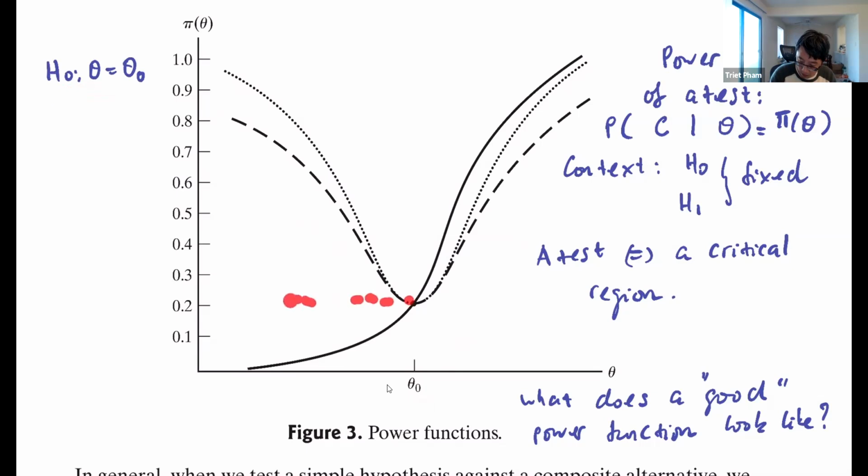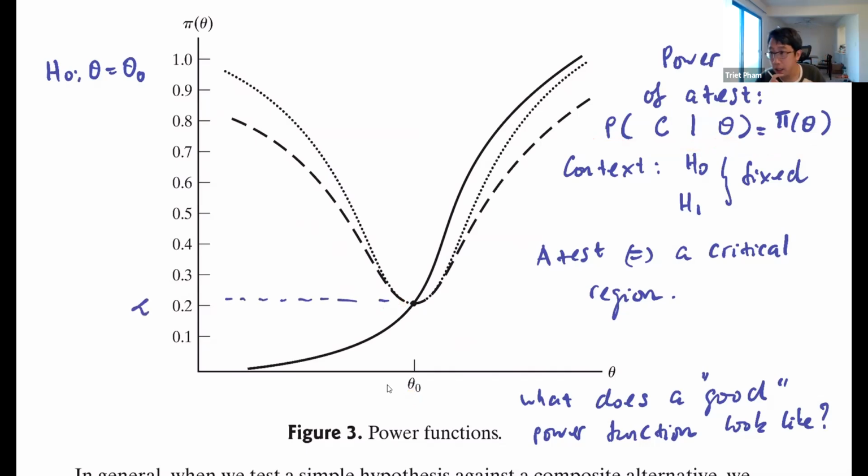So this value right here, roughly 0.2, what do you think this is? Exactly, that's alpha. Why? Because if this is the null, then this is type 1 error. So, very good.